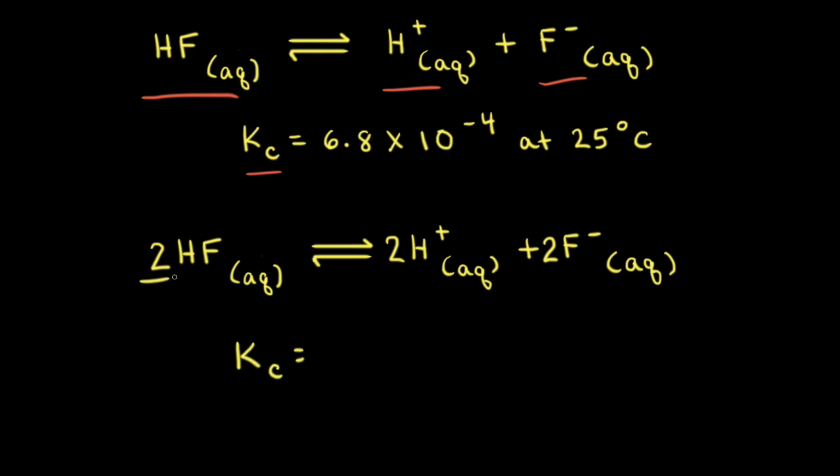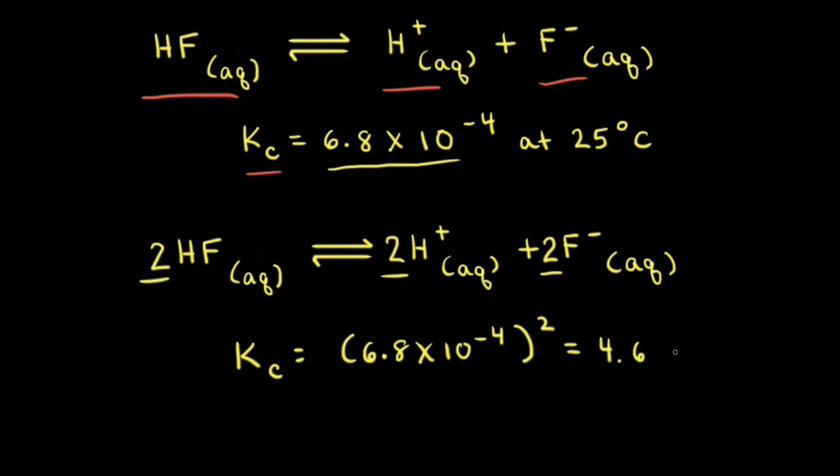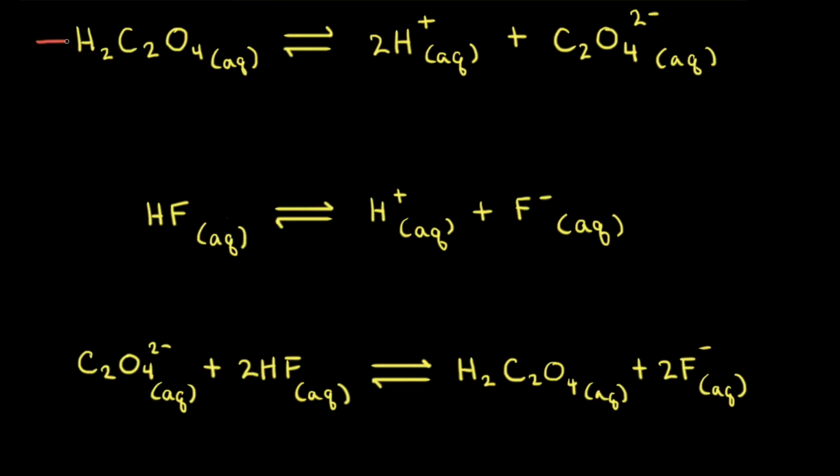And since we multiplied everything through by a factor of 2, we're going to take the old equilibrium constant and raise it to the second power. So Kc is equal to 6.8 times 10 to the negative 4th, and we're going to square that. So this is equal to 4.6 times 10 to the negative 7th at 25 degrees Celsius. Since we multiplied through by a factor of 2, we raised the equilibrium constant to the second power. If we had multiplied through by a factor of 3, we would have raised the old equilibrium constant to the third power.